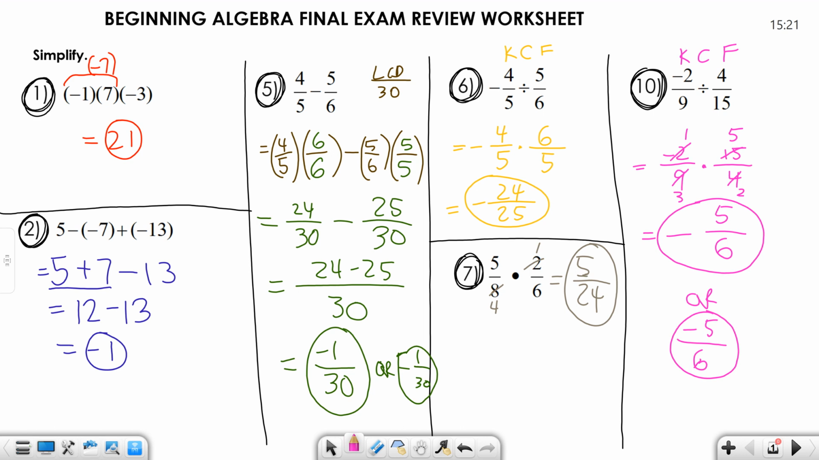Just make sure you know those are the same thing. So if you write your negative out front and the answer on the answer sheet has negative 5 in the numerator without the negative out front, you need to know those are the same, or vice versa. If you get negative 5 over 6 and it has negative out front 5 6, then you need to make sure that you understand that's the same thing. All right?